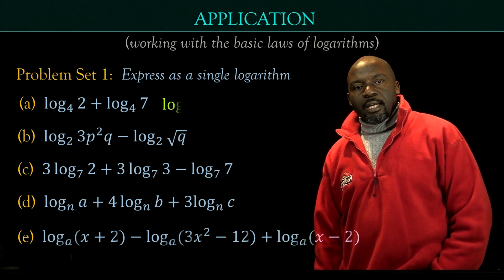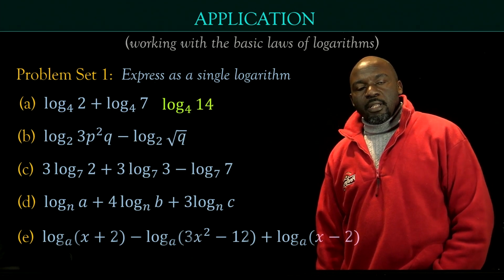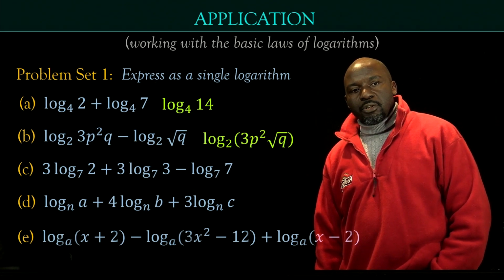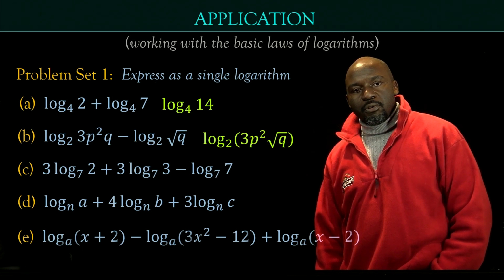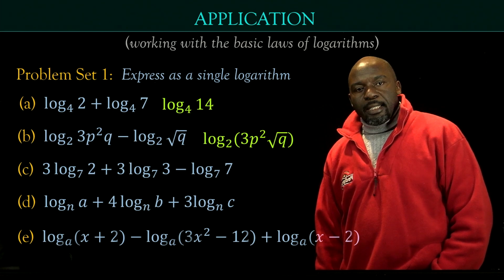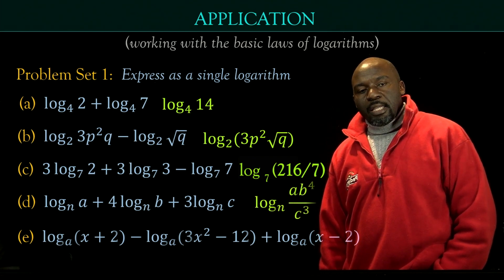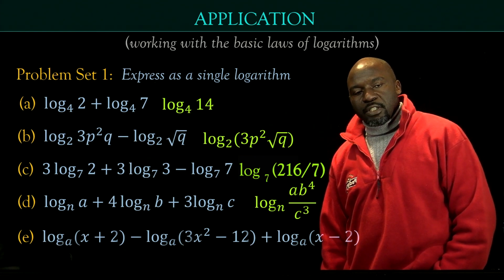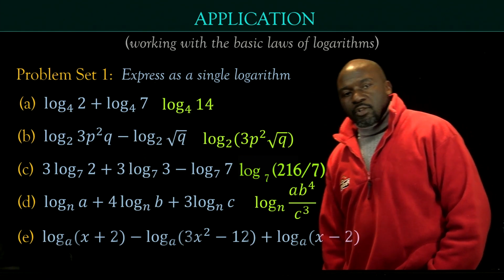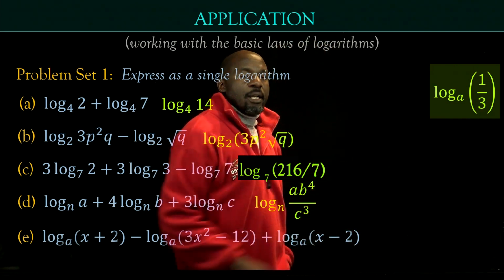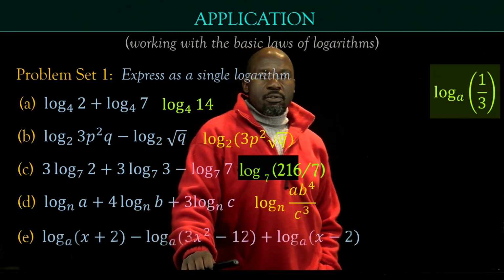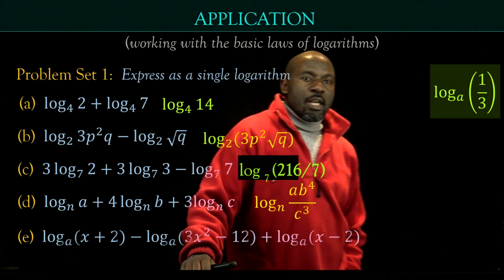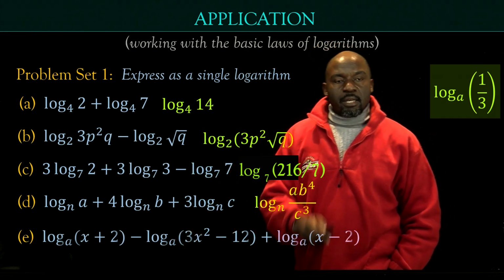So the first one there, if you get it right, it should be the log to base 4 of 14. The second one should be the log to base 2 of 3p squared root q. Okay. The next one, the question D, is going to be log to base n of ab power 4 over c cubed. And the last one, I've put it up there, it simplifies to log to base a of a third. So try these questions out and see if you can get them correct.